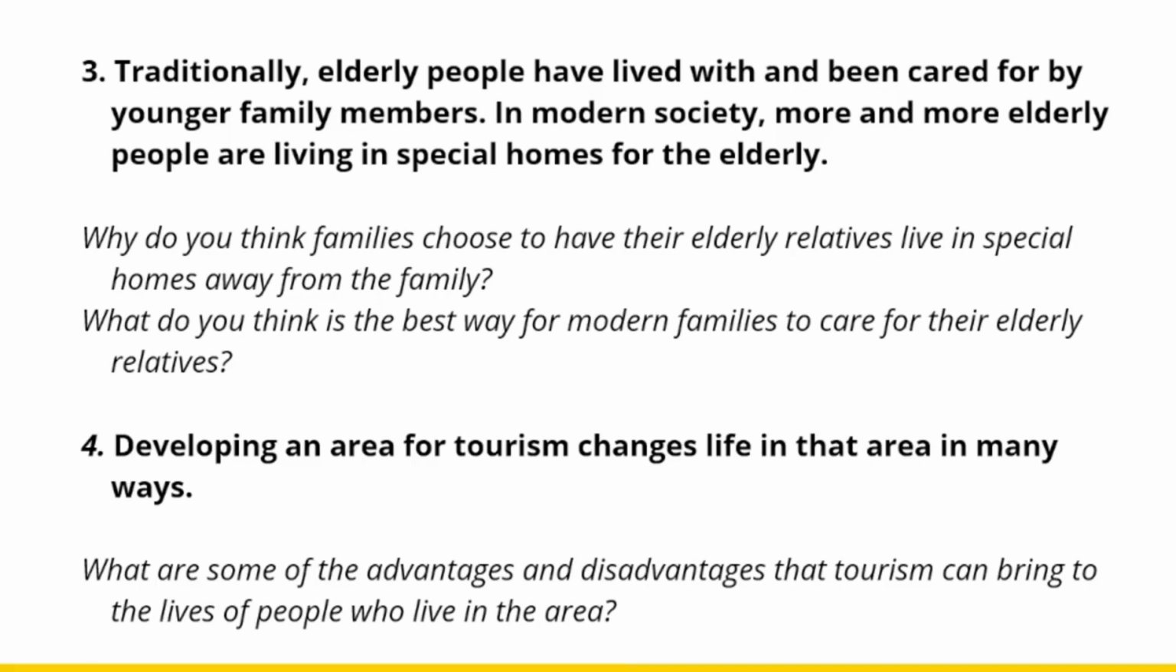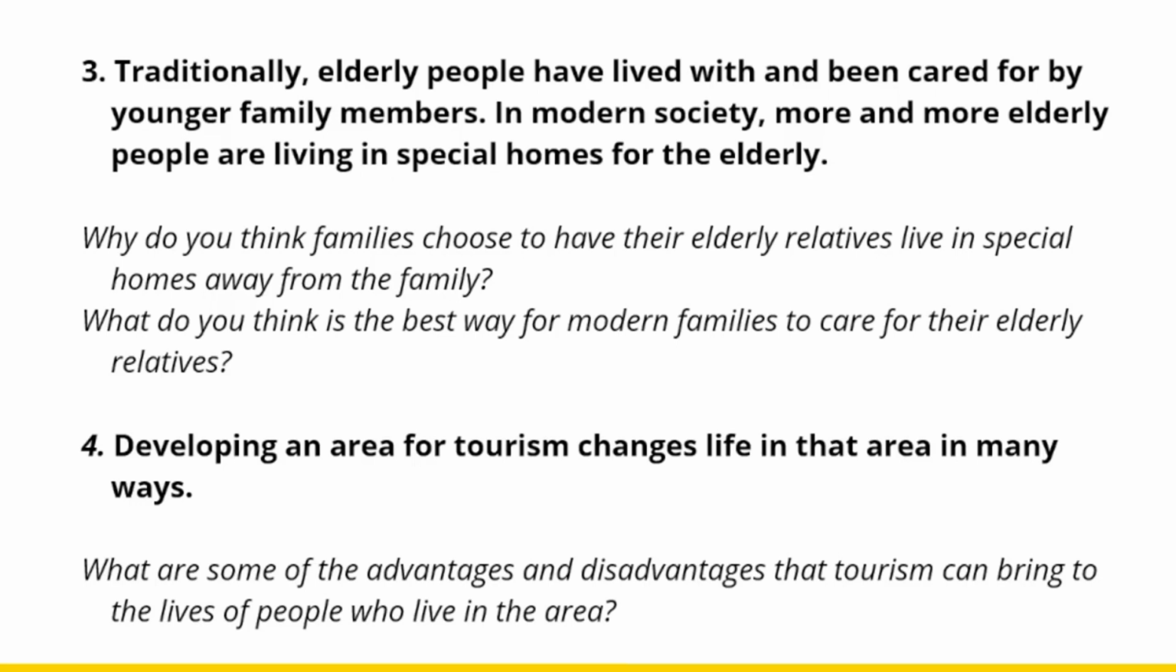And the second one: what do you think is the best way for modern families to care for their elderly relatives? As you can see in this prompt, you have your topic, which involves traditionally elderly people. They explain the problem, and then they're asking you to answer these two specific questions in your essay. That means when you write your essay, your body paragraphs have to stay focused on these two questions. For example, your body paragraphs 1 and 2 can be 2 reasons.